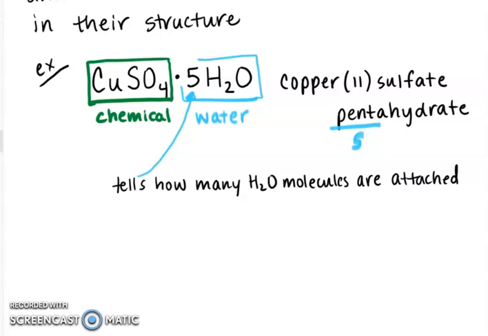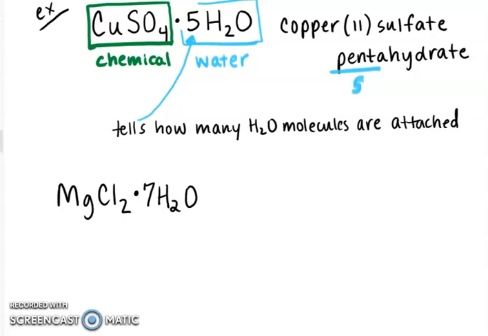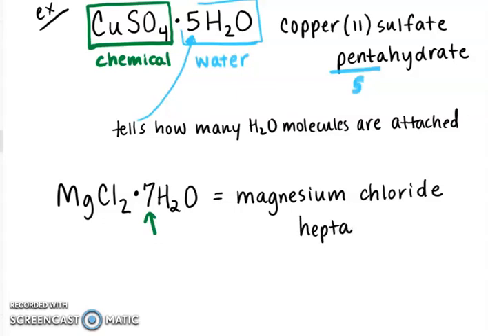So let's do a couple examples of that. So another example might be this one. MgCl2·7H2O. So let's write the name for that compound. MgCl2·7H2O. So Mg and Cl2, again, you could look at your ion sheet if you needed to, but that's magnesium chloride. And again, I use a prefix to tell how many waters. The prefix for 7 is hepta. Heptahydrate.